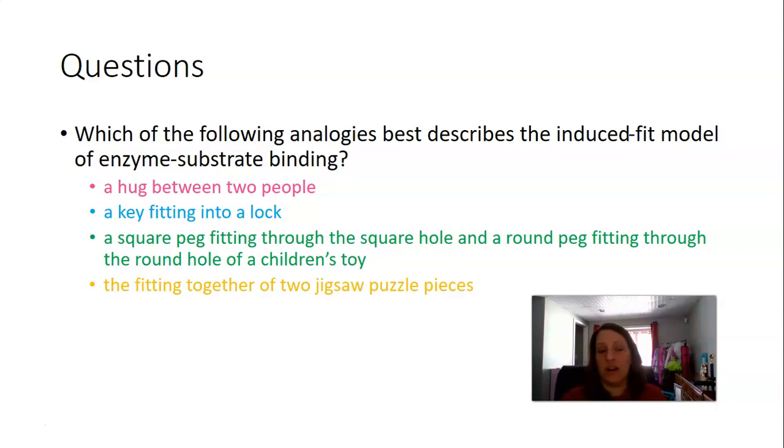Okay, this is tricky because a lot of these describe enzyme substrate binding, right? Lock and key, the peg analogy, two jigsaw puzzle pieces fitting together. But in the question, it says which describes the induced fit. Remember, the induced fit is not just the binding, that's the initial part, but the induced fit is the actual wrapping around of that enzyme. So a hug between two people would be the best answer here. Okay, that's the last one.